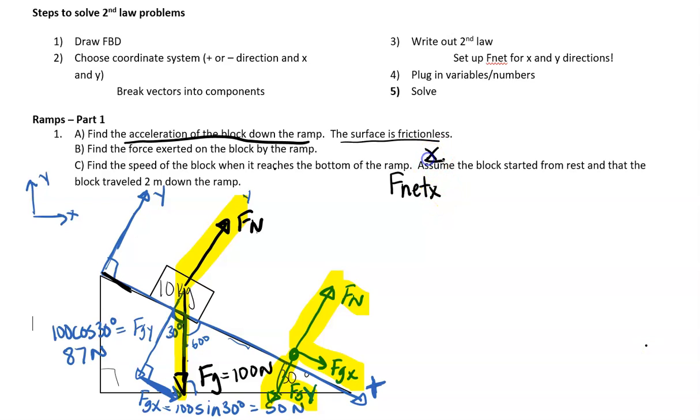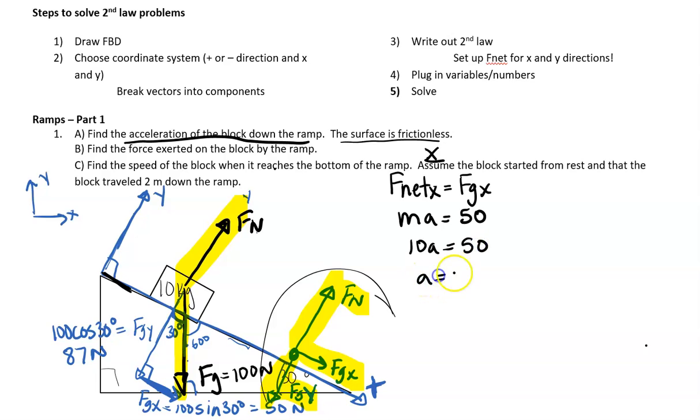So we know F net x is equal to the sum of the forces acting on it in the x direction. In this case, on this diagram right here, the only force acting in the x direction is Fgx. So we know F net again is always ma. Fgx, we got a number for that. That was just 50. The mass of this object is 10? So 10a equals 50. And then acceleration is just going to be 5 meters per second squared.